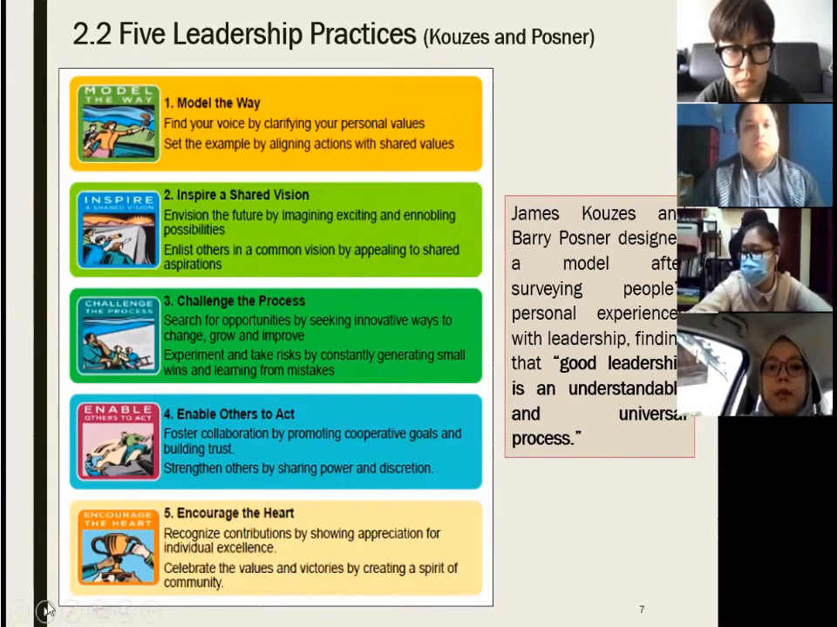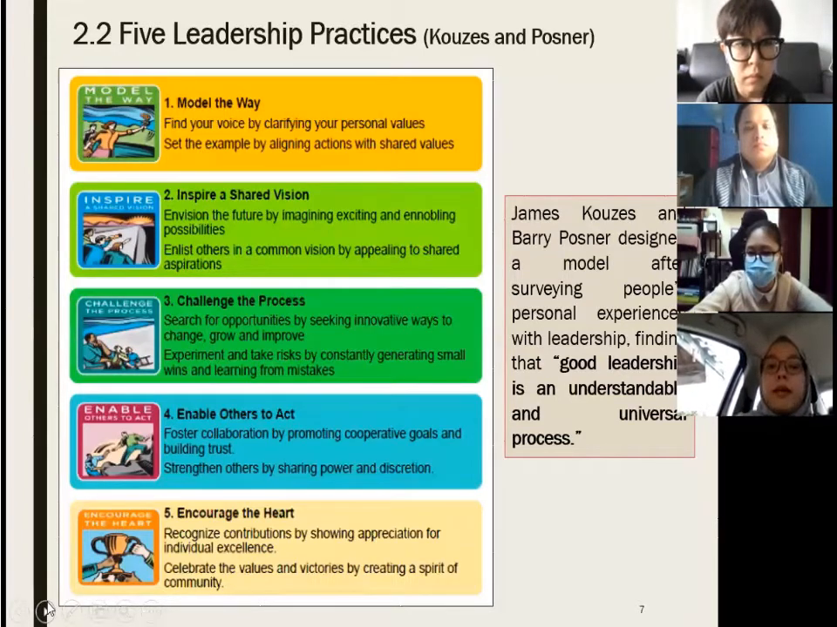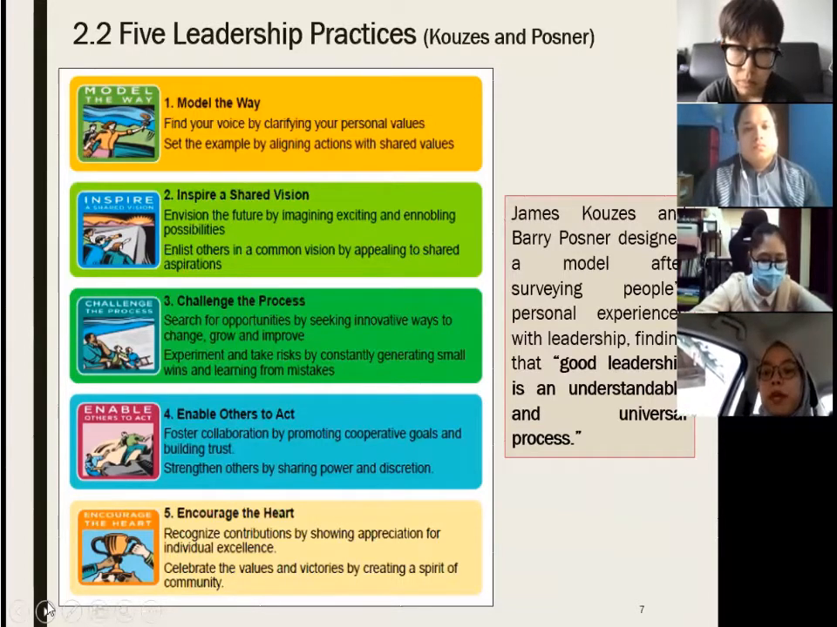Okay, the second model that we're going to discuss is the 5 leadership practices by James Kouzes and Barry Posner. They created this model after researching people's personal experiences of excellent leadership. From this, they claim that good leadership is an understandable and universal process. This model involves 5 practices, and within each of those, there are 2 key behaviors.